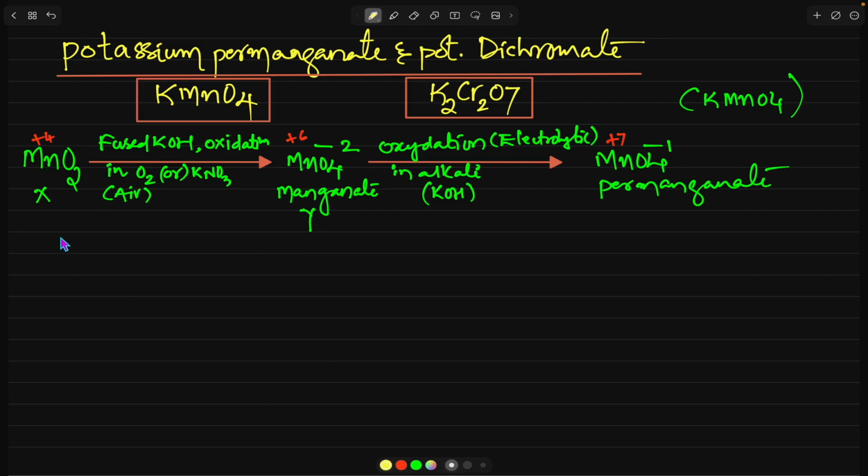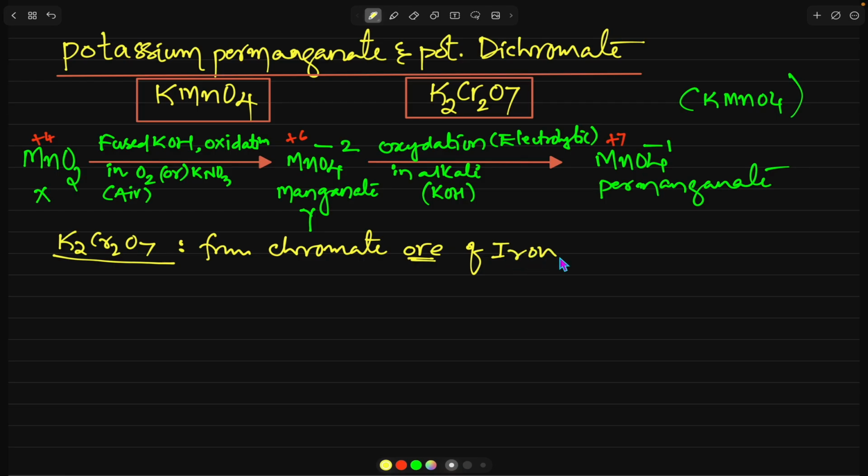Let us now talk about K2Cr2O7 preparation. K2Cr2O7 is prepared using chromate ore. You have to use the chromate ore of iron. Iron chromate is FeCr2O4.